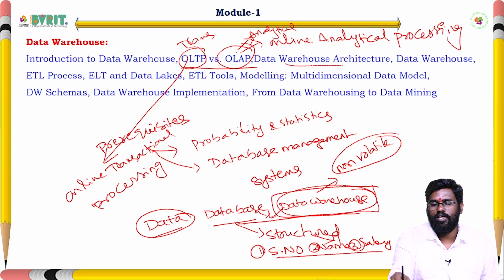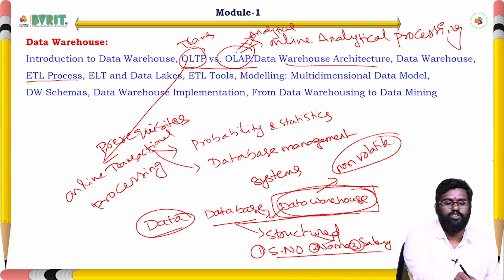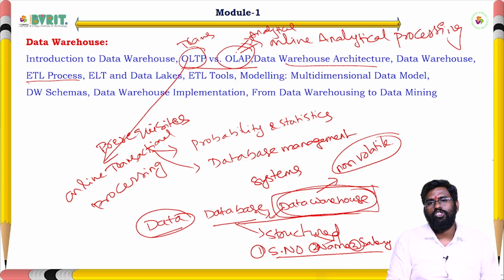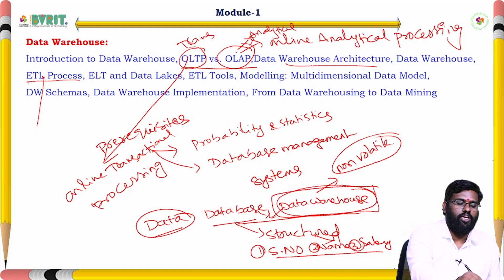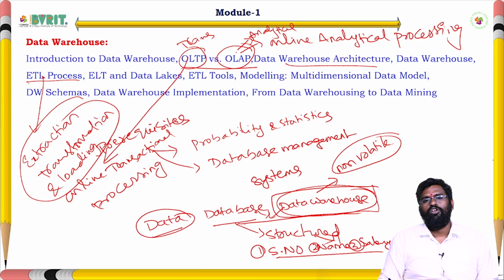The data warehouse architecture works like this: first we have to collect the data, then it is analyzed by using some techniques, and after that it moves into the ETL process. ETL means extraction, transformation and loading. That is ETL. The data warehouse process is implemented by using extraction, transformation and loading.